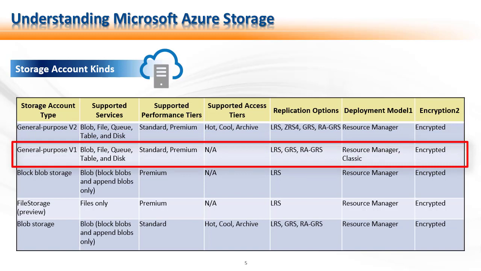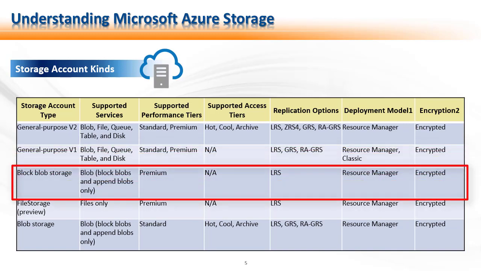The second one is the general purpose V1 accounts. This is similar to the general purpose V2 account and is the legacy account type for blobs, files, queues, and tables. Use the general purpose V2 account instead whenever possible. The third one is the block blob storage account. This storage account type is only available with the premium performance. This is recommended for scenarios with high transaction rates, using smaller objects or requiring consistently low storage latency.